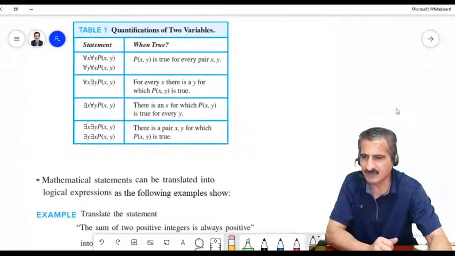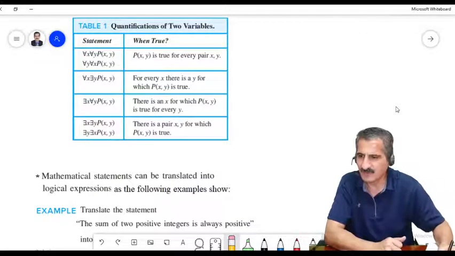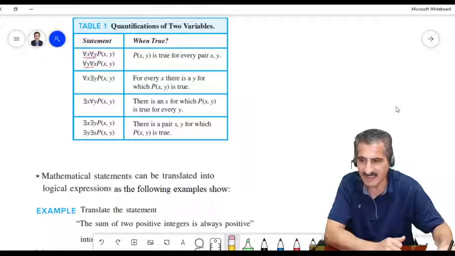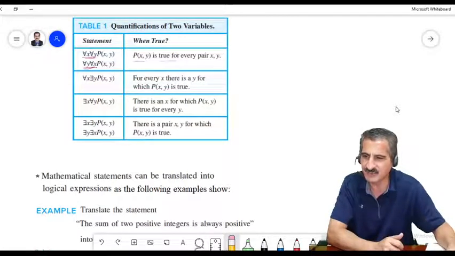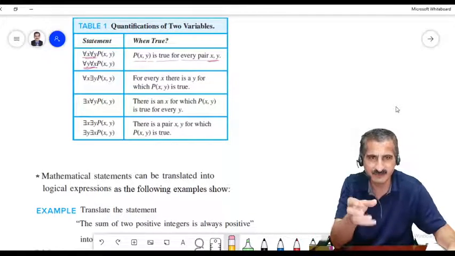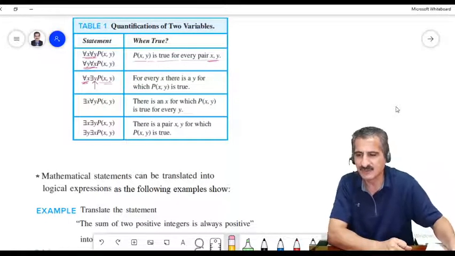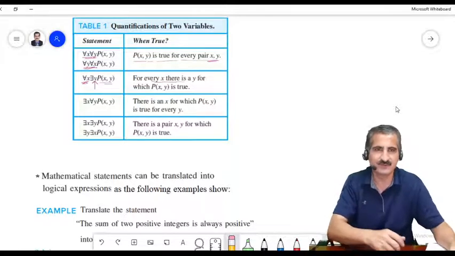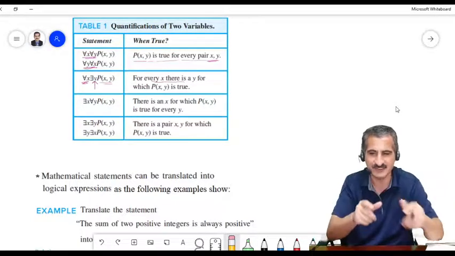Okay, now quantifiers of two variables. Let's have a look at this. For every x and for every y, which is the same as for every y and every x, changing the order does not matter here. It says that P of x, y is true for every x and every y. So whatever value you have for x or for y, P of x, y will be true. And here it says for every x, there exists y such that this is true. So for any x, there exists y such that P of x, y is true.